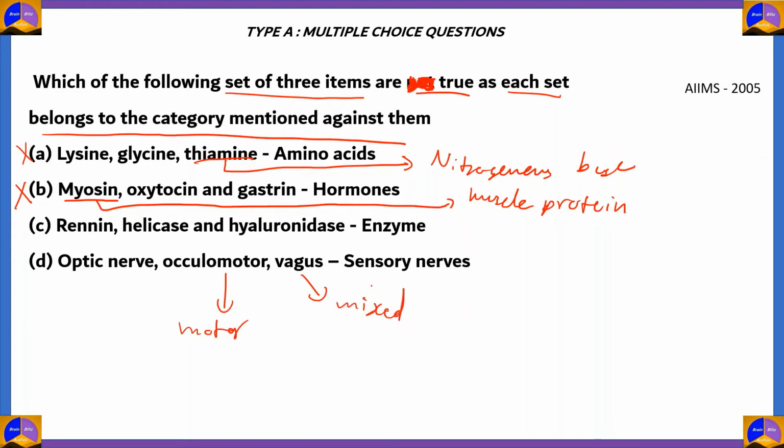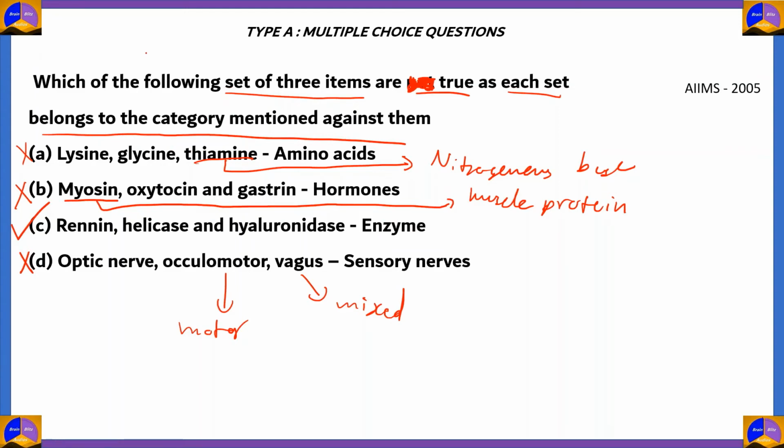That means it can undergo both sensory and motor functions. So option D is incorrect. The right answer is option C, renin, helicase, and hyaluronidase. All of these are enzymes. When you look them up, renin is an enzyme to catalyze milk, helicase is another enzyme in DNA, and hyaluronidase is again another enzyme. So all three of these are enzymes, so this is true. Option C is the right answer.